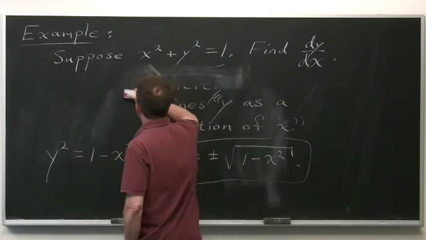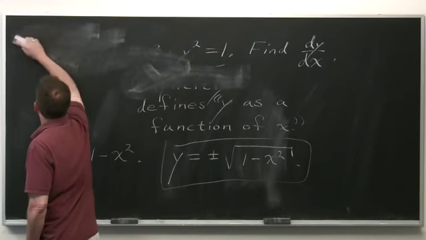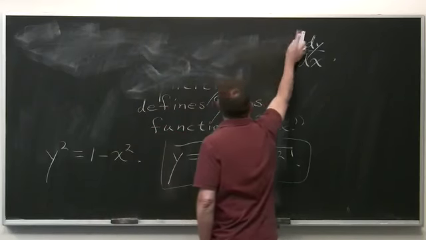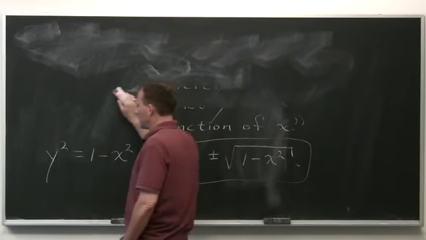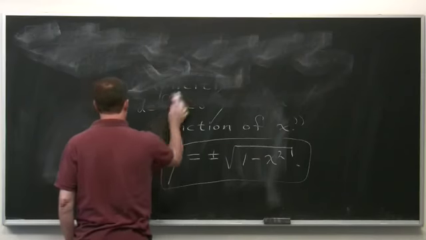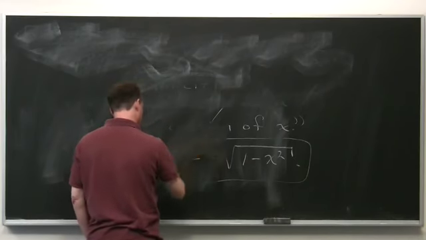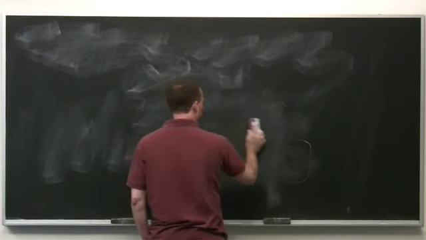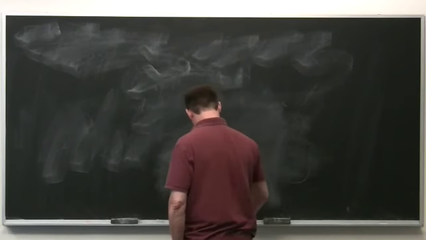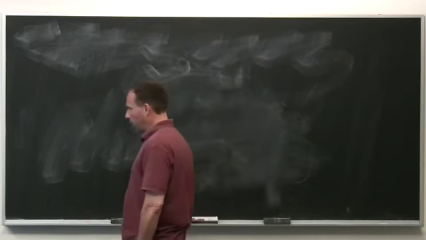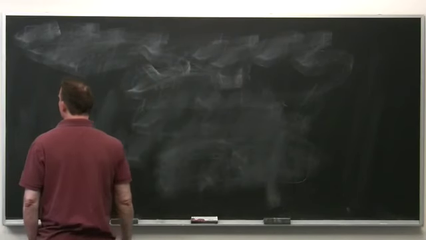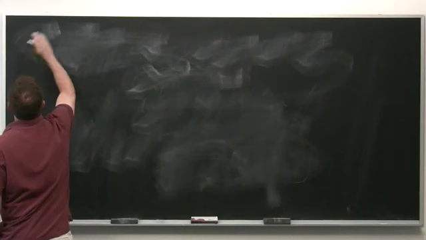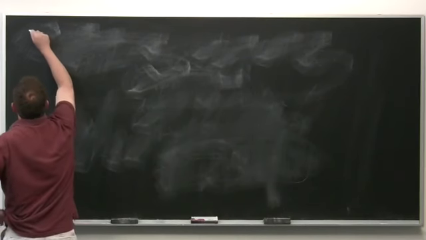So we're looking at x squared plus y squared equals 1, and assuming that implicitly defines y as a function of x. As we've seen, if y is positive, we know what function we've got. If y is negative, we know what function we've got. If y is allowed to be 0, or we don't know whether it's positive or negative, well, then we don't know what function we've got.